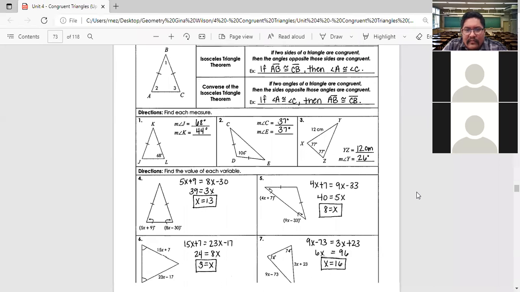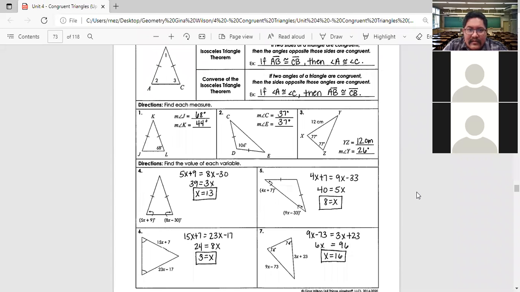All right, so I'm going to go ahead and go down. Hopefully that covers everything we need to know about these triangles. So, find each measure. All right, so the measure of angle J.